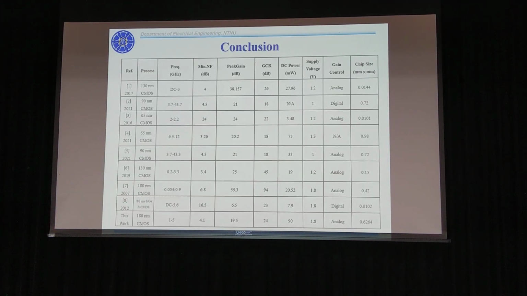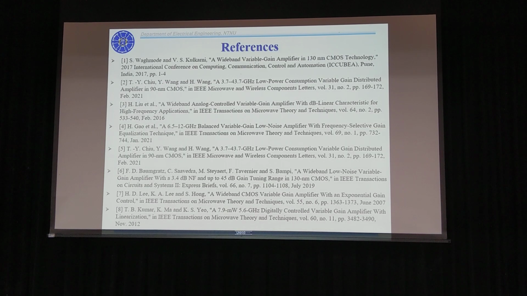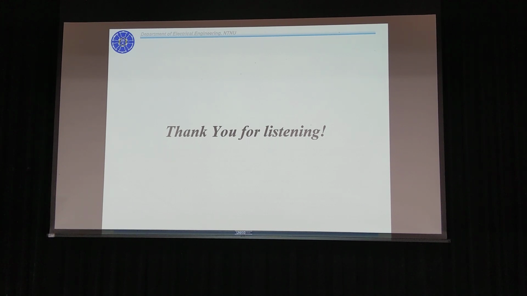Finally, is the conclusion. This is compared with other published literature. It can be seen that my design has relatively low noise and a good variable gain range. However, due to its differential architecture, it consumes more power and occupies a large area, which are areas for improvement. This is my reference. Thank you for listening.